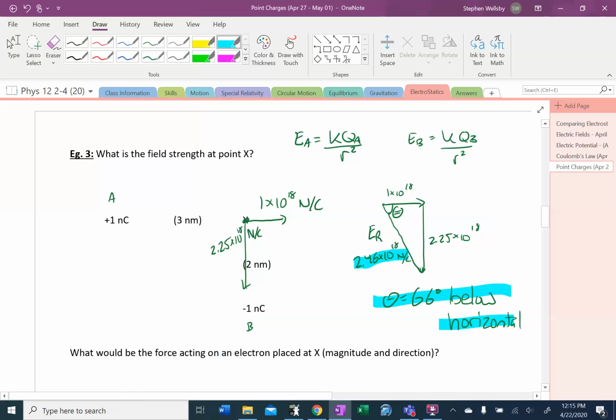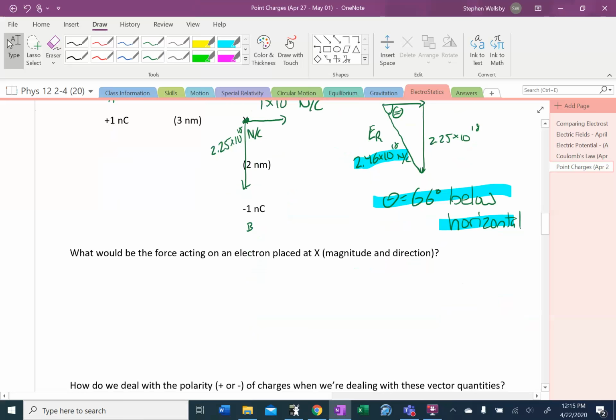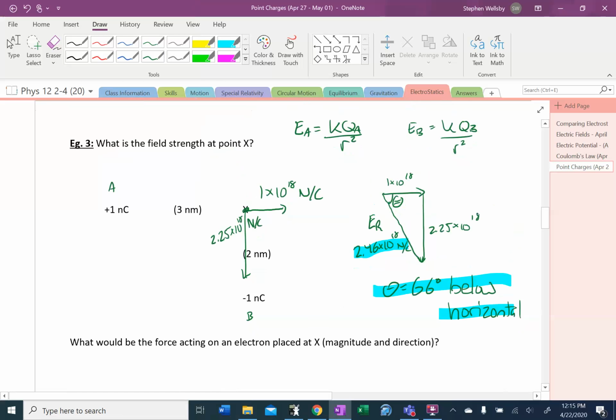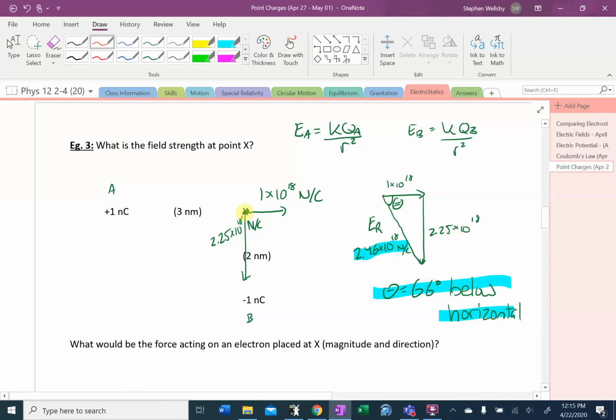Now the other question I have is, what would be the force acting on an electron that we placed at x? So what we know is, at this point here, at this x, we know that the field strength is 2.46 times 10 to the 18 newtons per coulomb at 66 degrees below the horizontal. So what would be the force if I were to put one electron here? What would be the force, the magnitude, and the direction? So pause the video here, try and solve that.